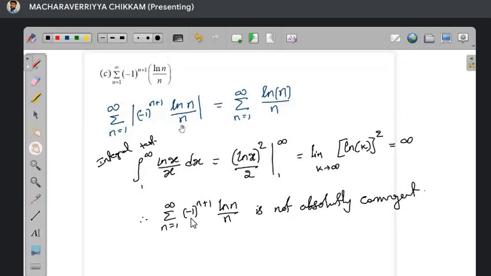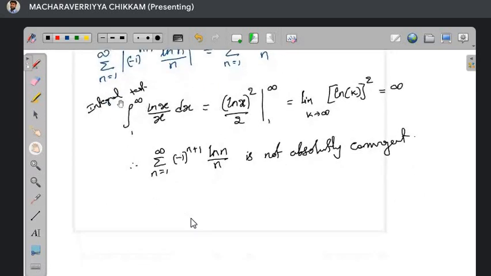Okay, so we came to know this is not absolutely convergent. Now we need to investigate: is the original series convergent? It means, is the alternating series convergent? Now we need to apply the alternating series test. So I'd like to apply the alternating series test here.